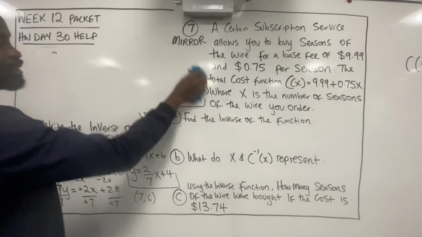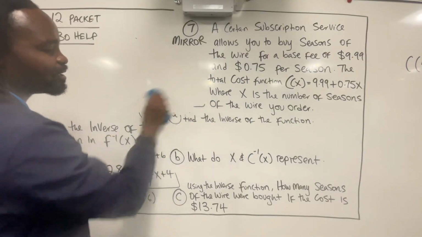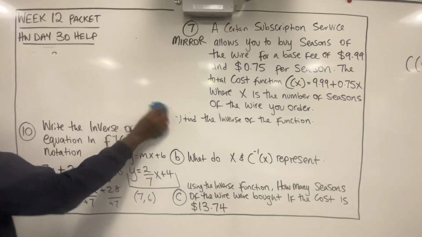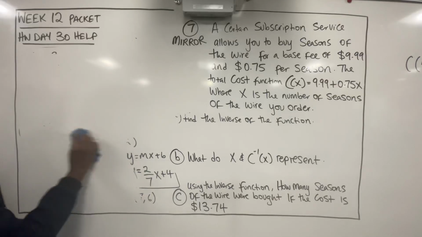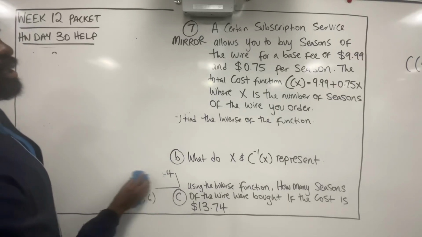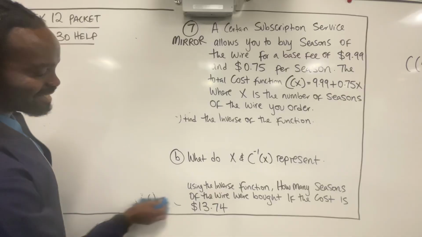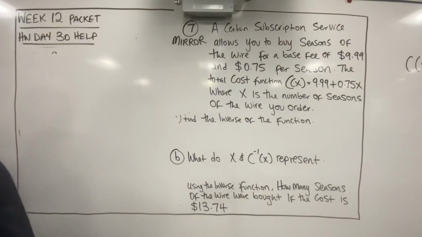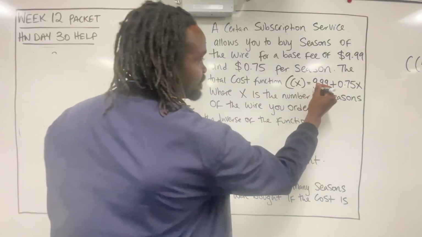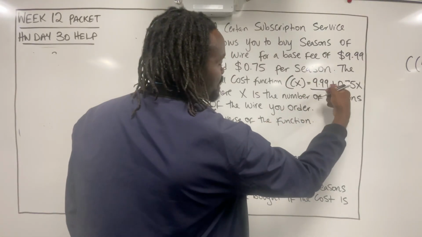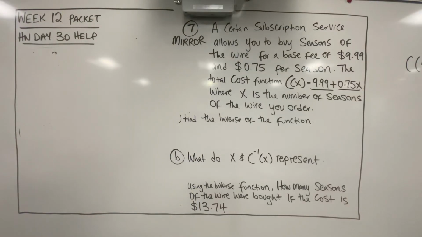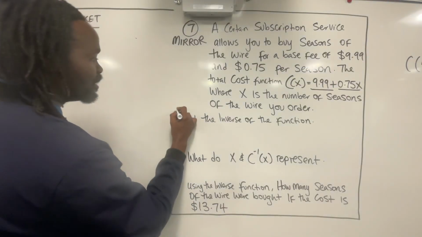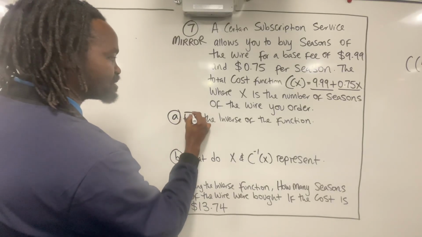This mirror of question number 10 says a certain subscription service allows you to buy seasons of The Wire based off of a base fee of $9.99 and 75 cents per season. The total cost function being that fixed price that you pay, $9.99, and then 75 cents per season, where X is the number of seasons of The Wire that you order. So part one says to find the inverse of that function.